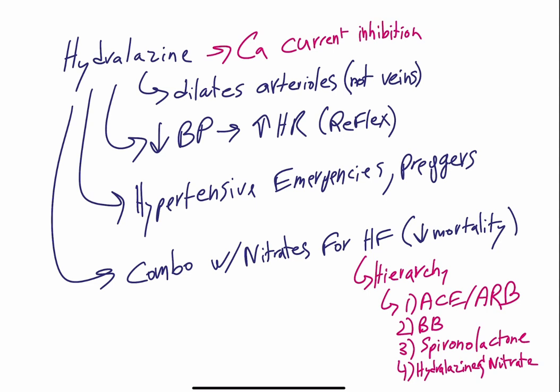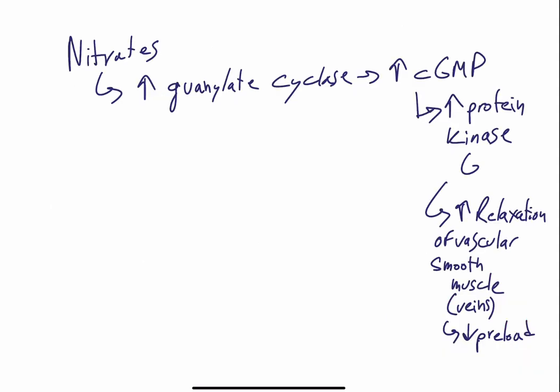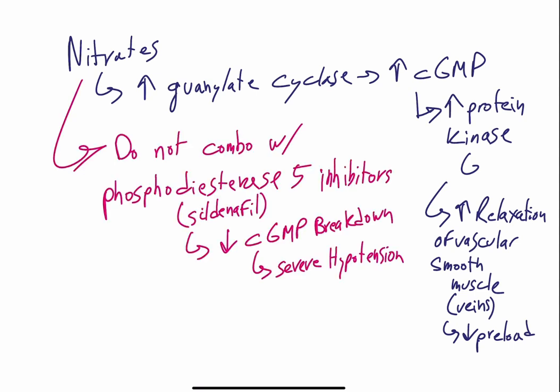Now, for nitrates, you do have to know the mechanism. They want you to know that nitrates increase guanylate cyclase. This in turn increases cyclic GMP. This cyclic GMP activates protein kinase G. Protein kinase G leads to a relaxation of vascular smooth muscle in veins, especially. This causes venous pooling. This in turn decreases preload. And finally, this decreased preload relieves the anginal pain that the patient was suffering from. This is why we give nitrates specifically in anginal episodes.